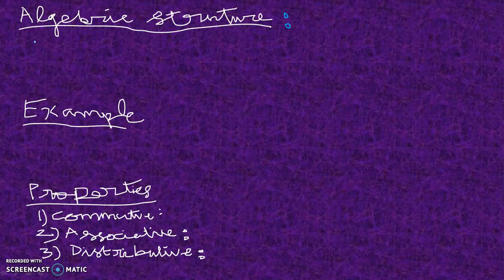Welcome to this teaching today about algebraic structure. An algebraic structure is nothing but a set with one or more binary operations. A set with one or more than one binary operation is called an algebraic structure. I can give the definition like this.